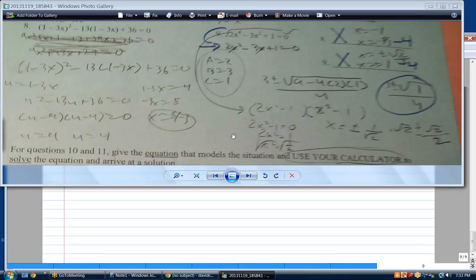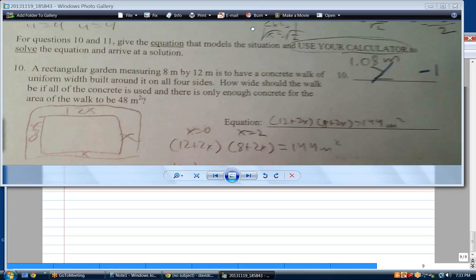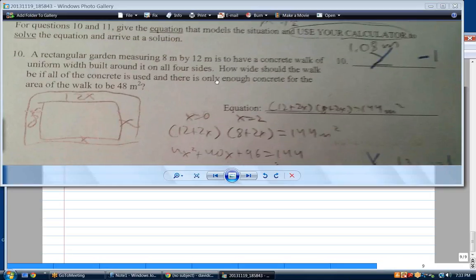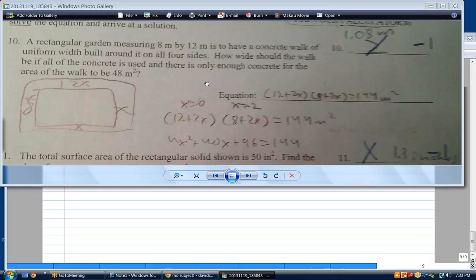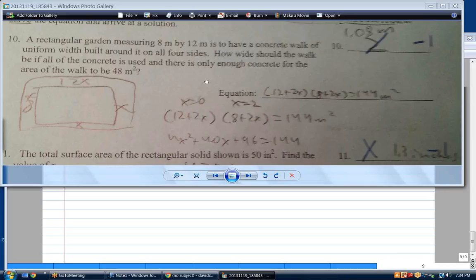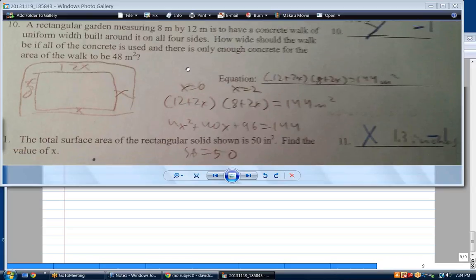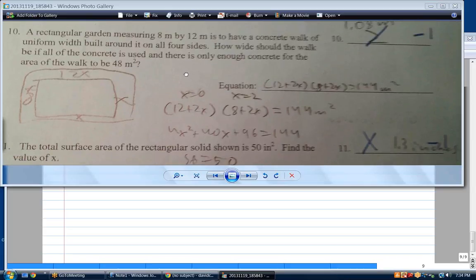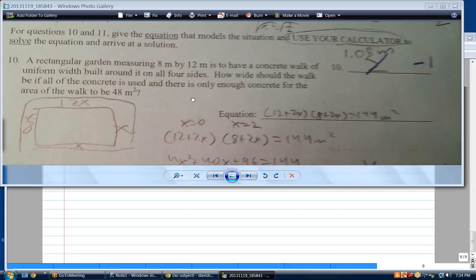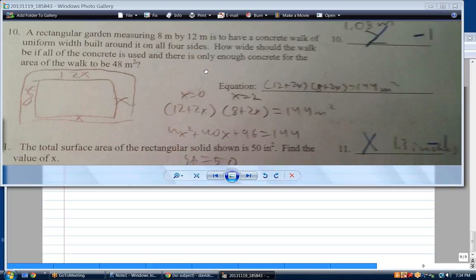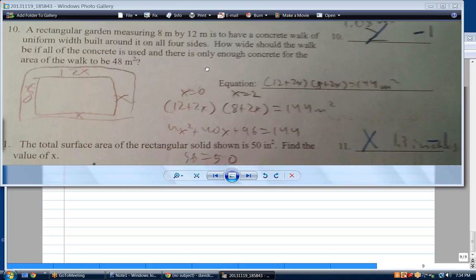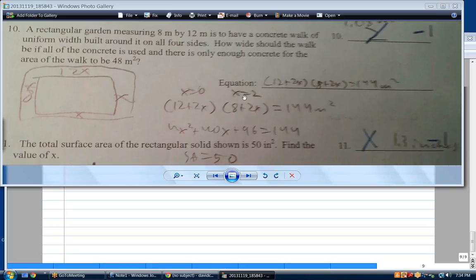And then for 10 and 11, I got the equation right, which is the hard part, but I didn't know that because in the directions it says use your calculator, and we were supposed to graph it and just look at the intersection point to find x. And I didn't read the directions carefully enough, and I tried to solve it by hand, and it just didn't work out. But I got the equations right.